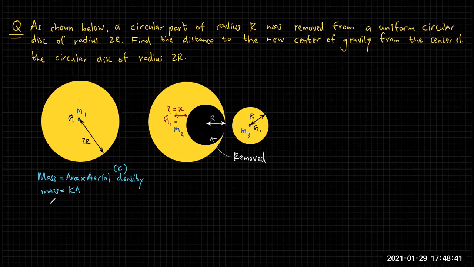Let's start with M1. Now for M1, what should I write? M1 is equal to areal density K, and what is the area of that? K into pi 2r squared. Then it's going to be 4k pi r squared.